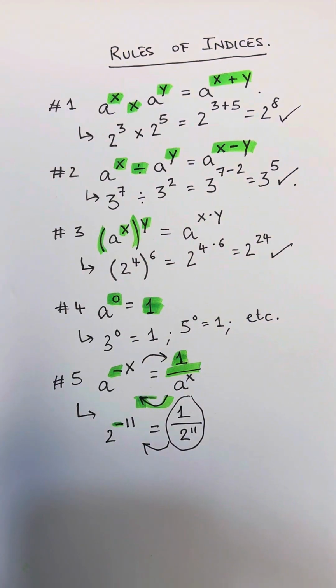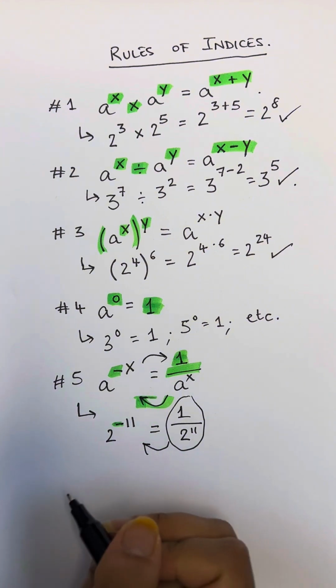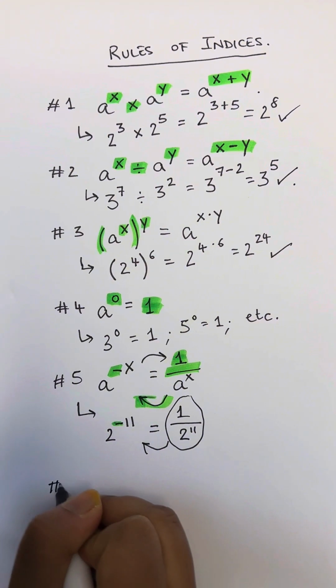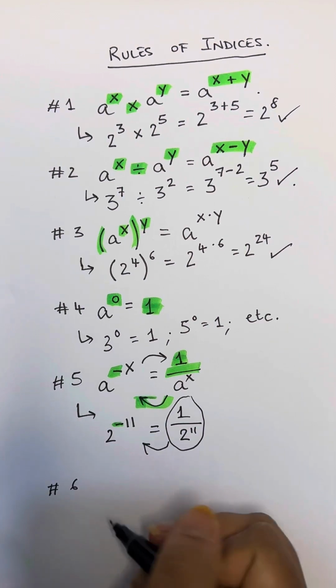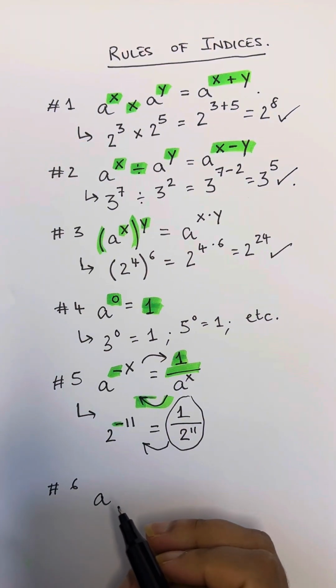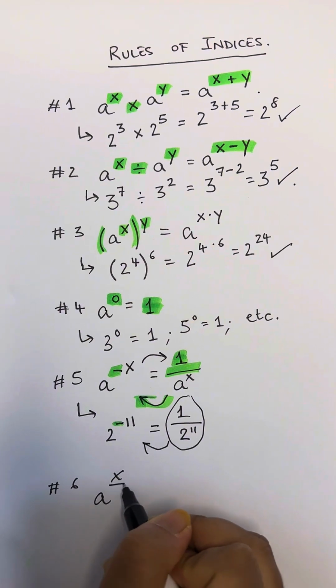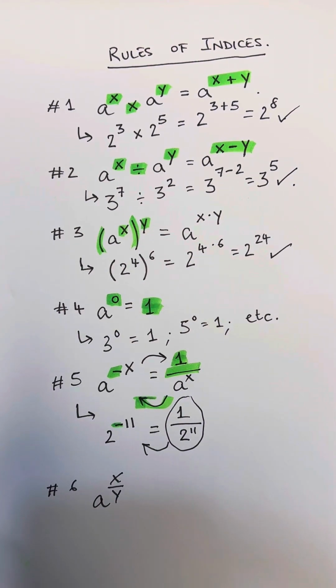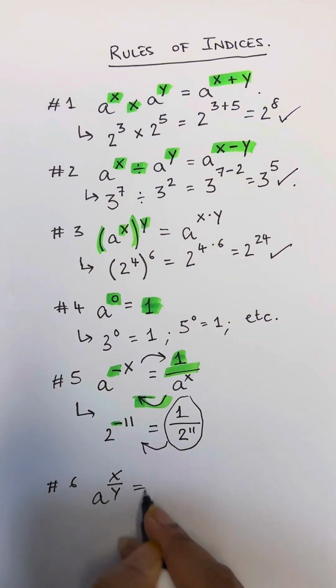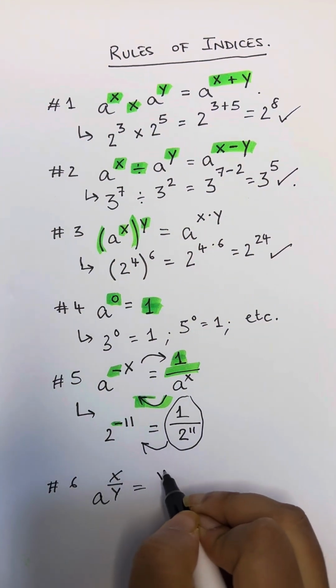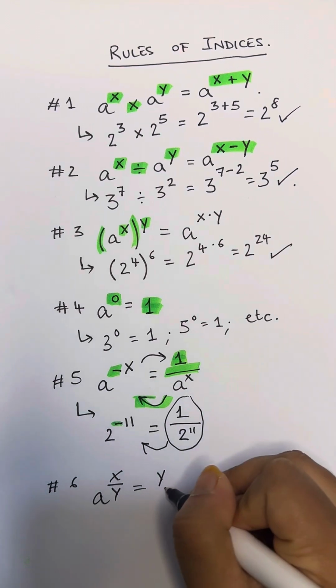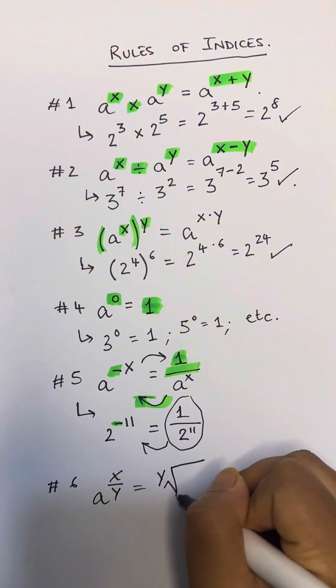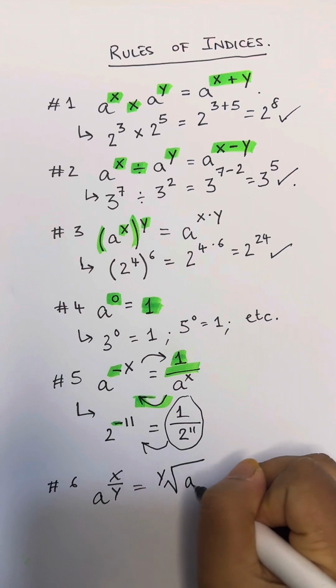Okay? Now, our last rule to remember, and this is the most important one, is a to the power of x over y, which equals the y-th root of a to the power of x. Do you see what's happening?